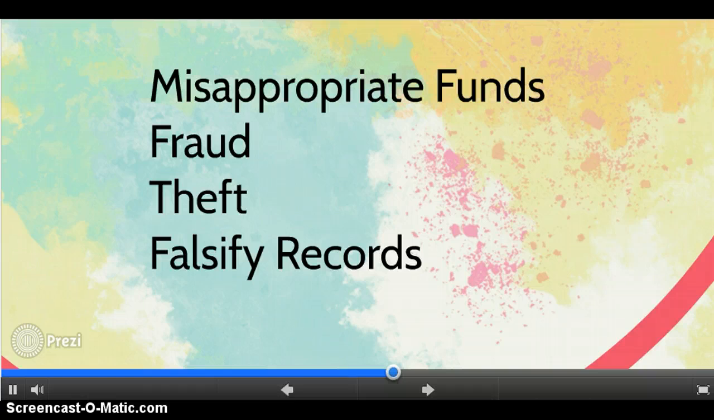Common crimes that land a treasurer fired as well as in jail are misappropriating funds, fraud, theft, and falsifying financial records. Every treasurer of an organization should avoid falsifying records and stealing money from the organization in order to avoid going to jail as well as having to pay back restitution for all the money that was stolen from the organization.